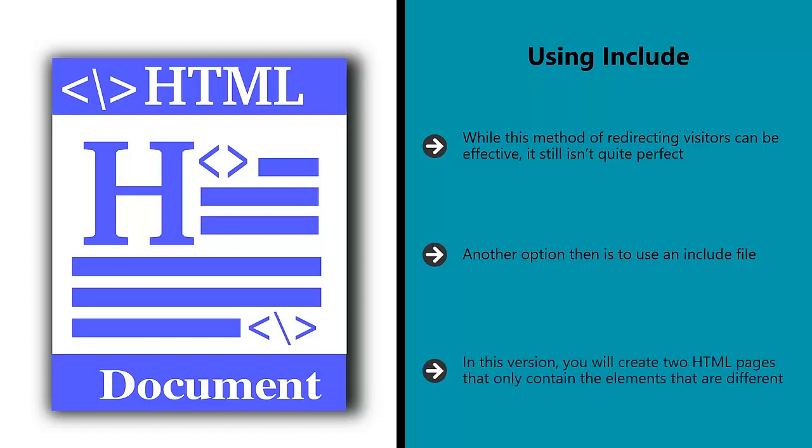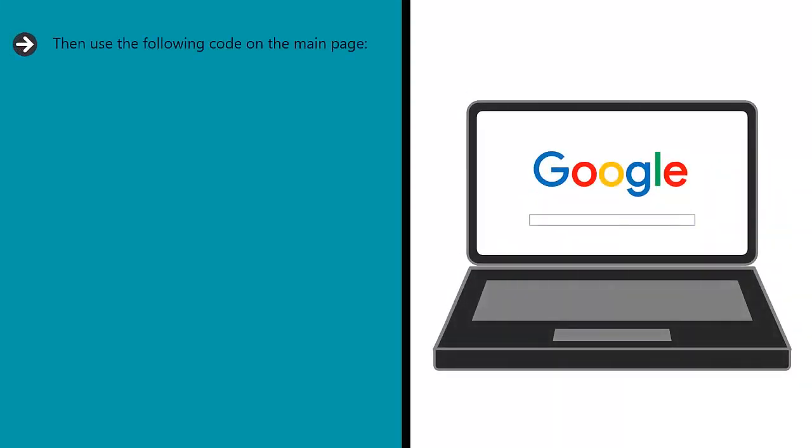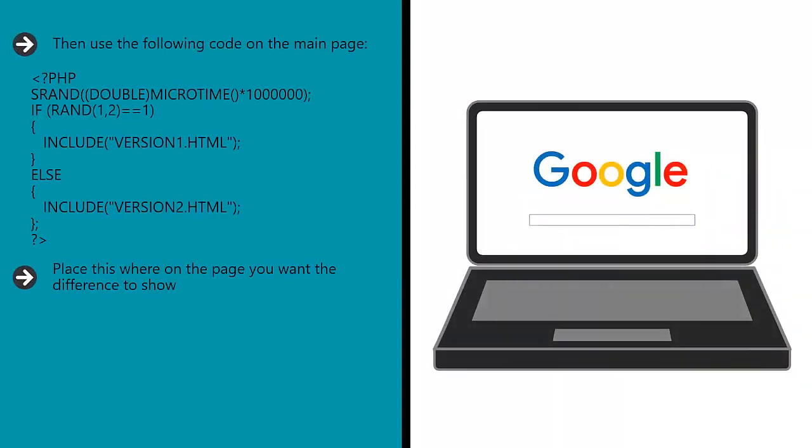In this version, you will create two HTML pages that only contain the elements that are different. This works particularly well if you are changing something about the text, for instance. Save these as version1.html and version2.html. Then use the following code on the main page. Place this where on your page you want the difference to show. Of course, this becomes a little harder to track, and it won't be suitable for every single option. But you can always create two full-page include files and have them load instead.